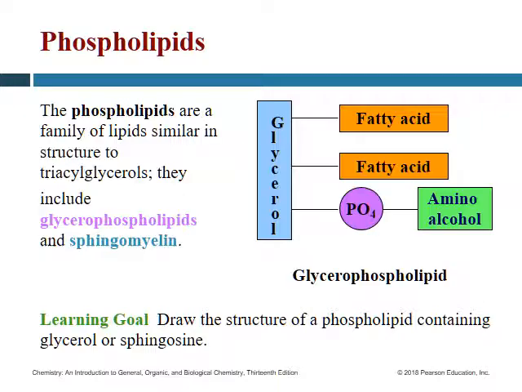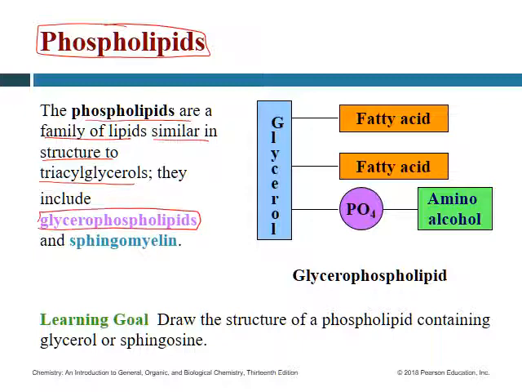Now we're going to talk about the type of lipid, which is phospholipid. So what are phospholipids? Phospholipids are a family of lipids that are similar in structure to triacylglycerol. And there are 2 types of phospholipid. One is glycerophospholipid and the second one is sphingomyelin. So there are 2 types of phospholipid present, right? But let's talk about the structure of phospholipid first.